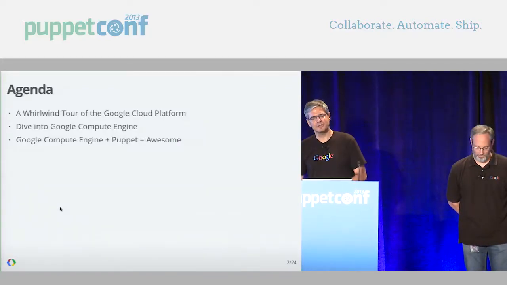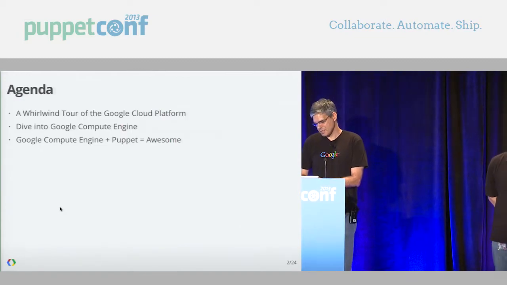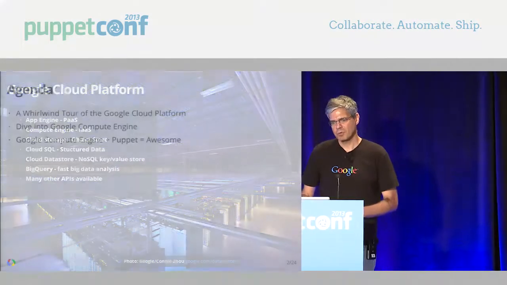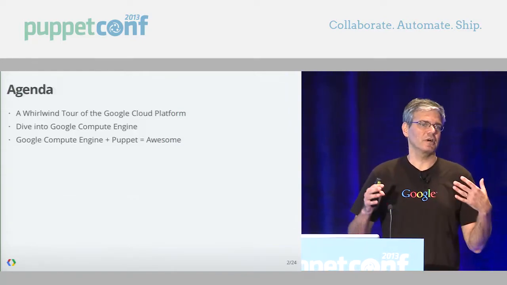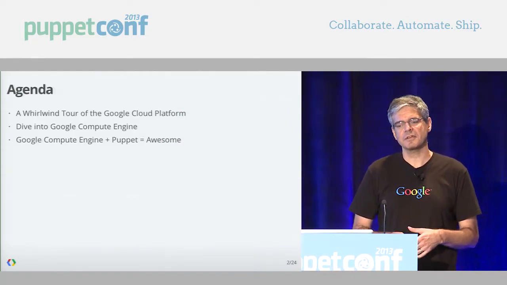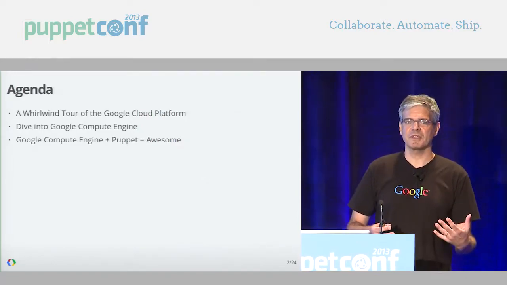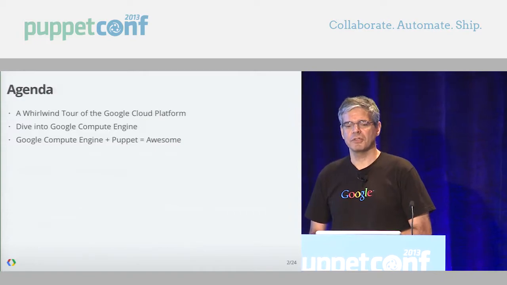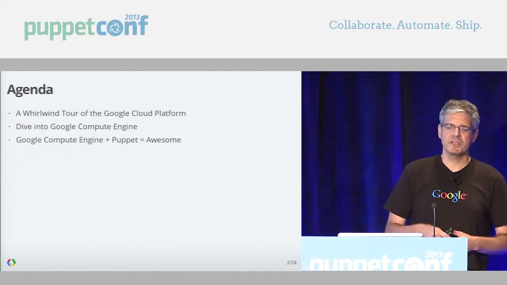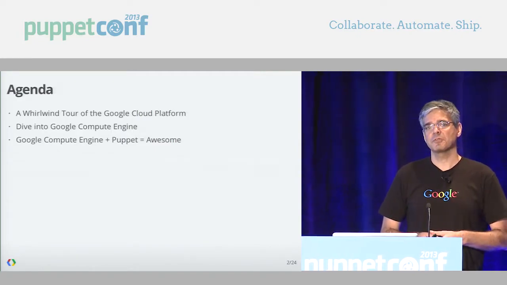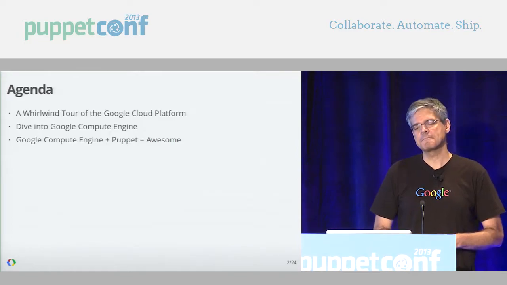Okay, so a little bit on the agenda that we're going to cover today. We'll be talking about what Google Cloud Platform is, and give you a quick overview of all the different products, to make sure we're all on the same page as far as what the different components are and what they can do. We'll do a little bit of a deep dive into Compute Engine, and then Eric will take over and show you some really cool demos which illustrate how you can take advantage of Compute Engine using Puppet.